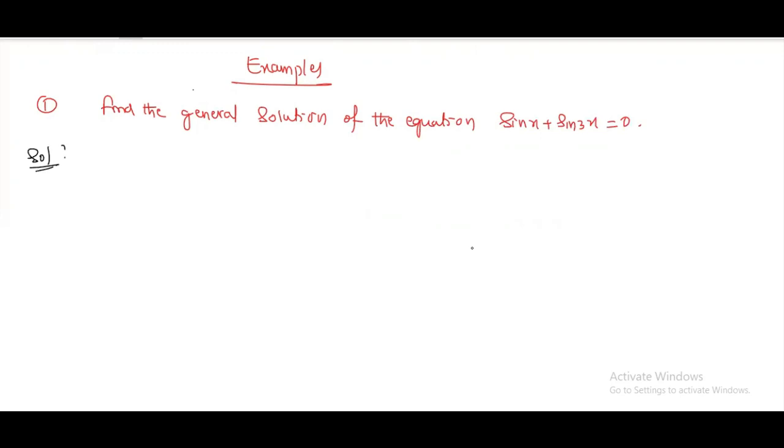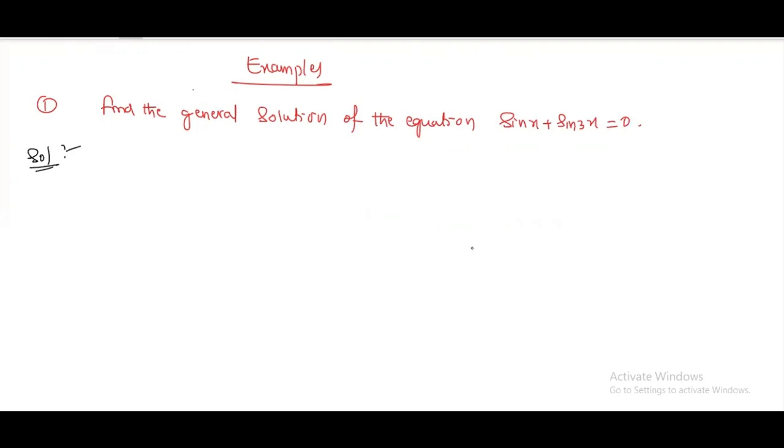First example, find the general solution of the equation sin x plus sin 3x is equal to 0. So for this we have to find out the general solution. So let's see, what is the solution for this one?